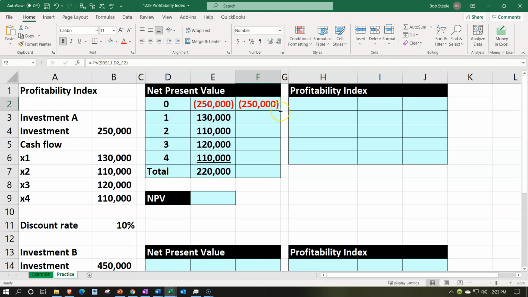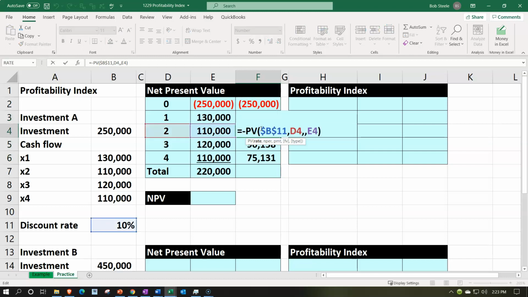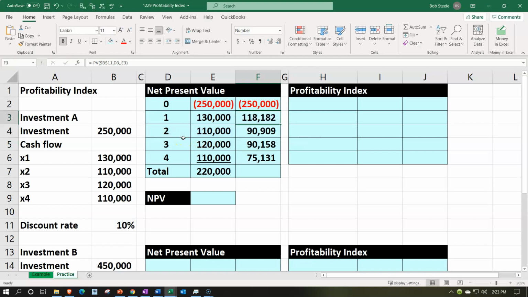But if I then autofill this down, grabbing the fill handle and dragging it down, we have the appropriate calculations here, hopefully. Double clicking on one of them to double check it. We are picking up the 10%. It didn't move down. It's picking up the proper amount and the proper period, so it looks good. So the 30,000, if we discount it back by 10%, which includes our return, is at 118,182. The 110 coming back is at 90,909, and so on.